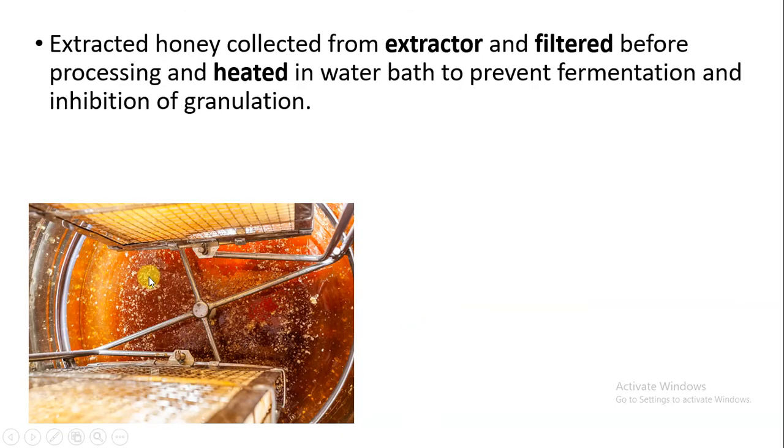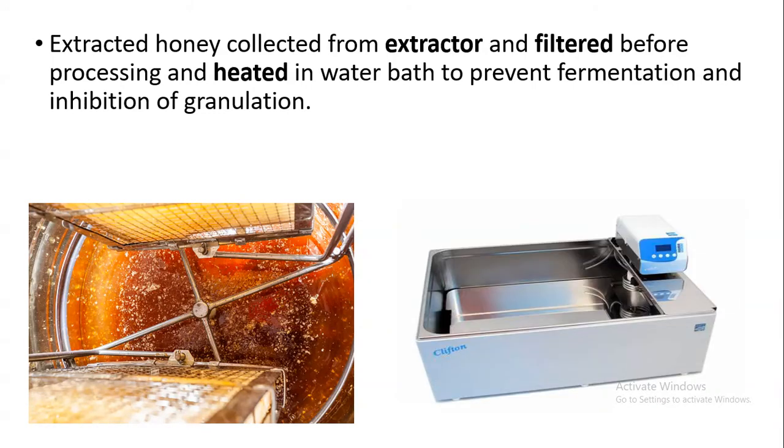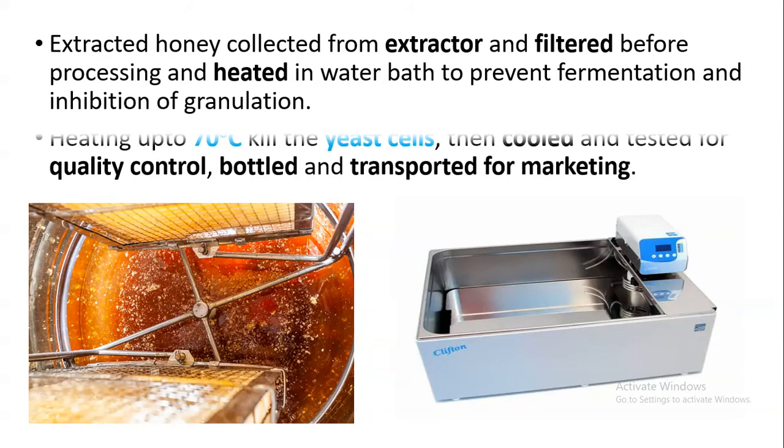Now, when we talk about the extraction, there are honey extractor machines that use centrifugal force to separate the honey. So this is the extractor. Further, this honey is to be filtered and then heated in a water bath. You can see this is a water bath where we heat it so that the probability of fermentation and granulation can be reduced.